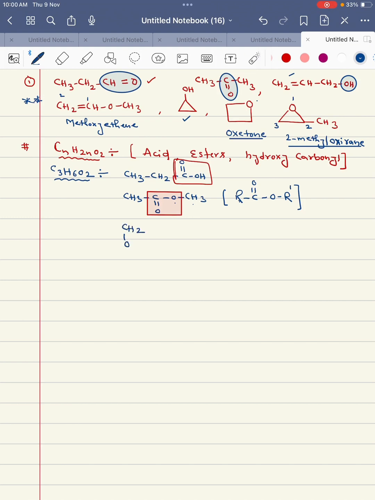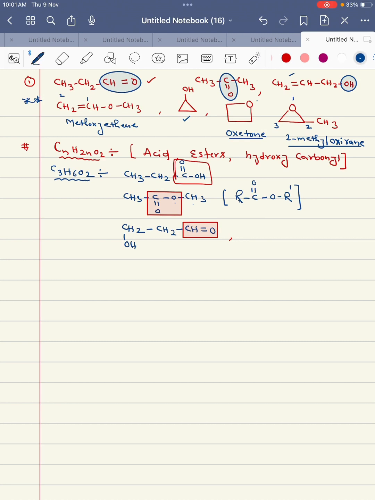That is CH2, and one OH. Hydroxy means an OH group will be there, and a carbonyl group also will be there. Carbonyl means aldehydes and ketones are collectively known as carbonyl compounds. Now see that it is CH double bonded O. This part, the aldehyde functional group is there. Hydroxy carbonyl compounds we got.